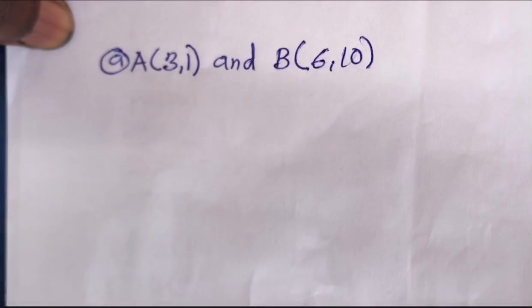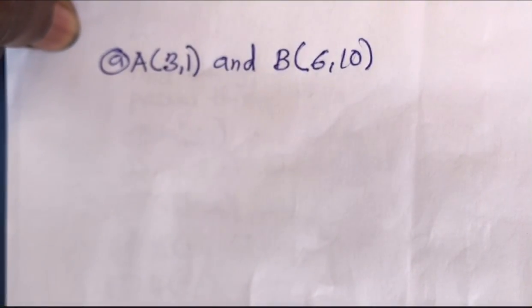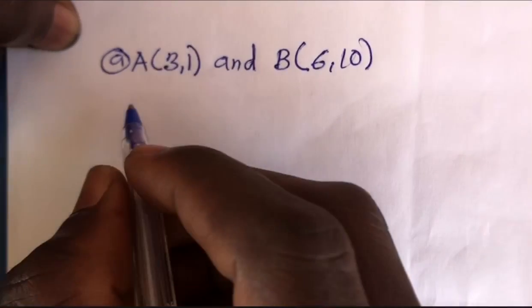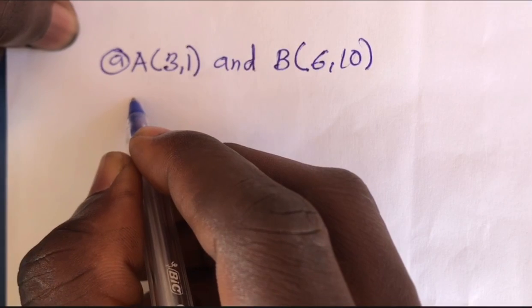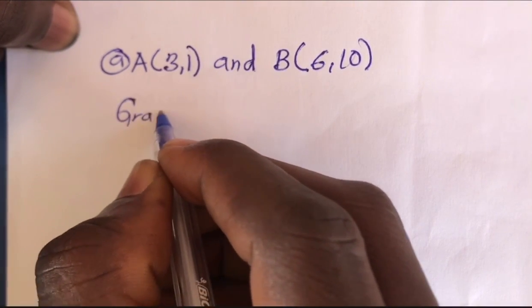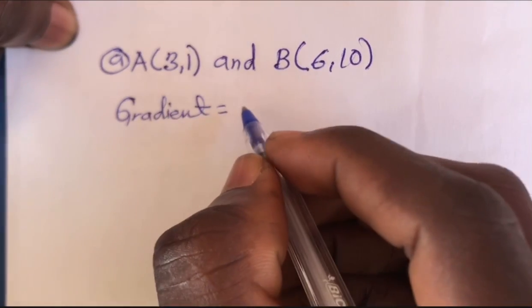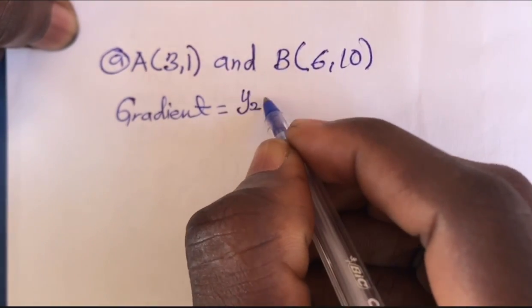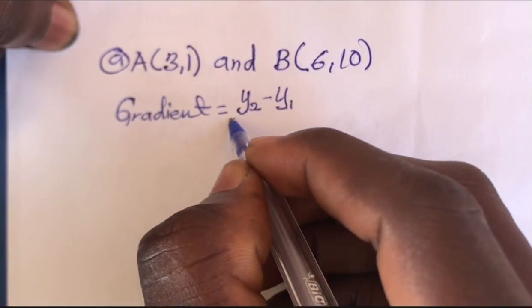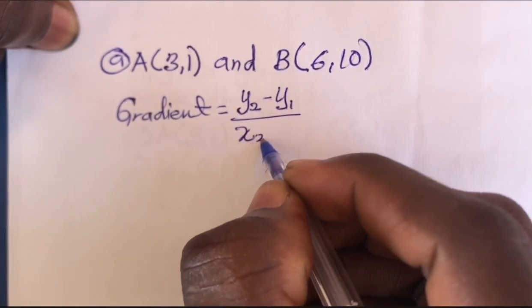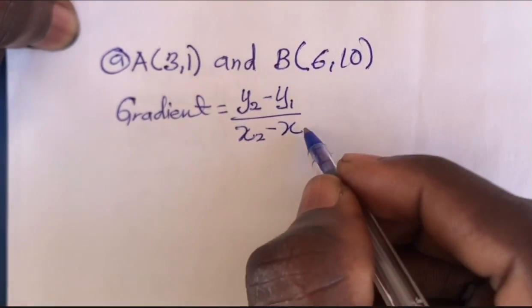In solving for the gradient of a line, we must first of all know the formula for finding the gradient of a line. And the gradient of a line is given as: gradient is equal to y2 minus y1 all over x2 minus x1.